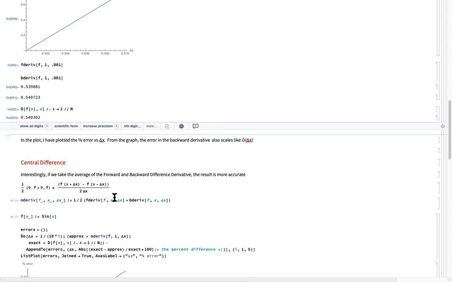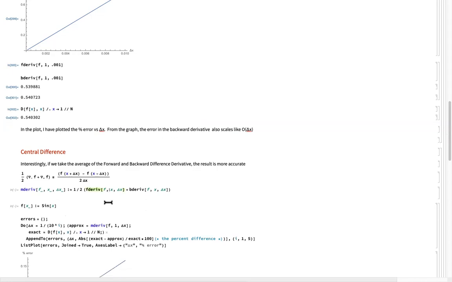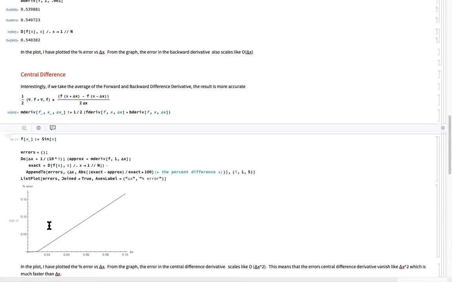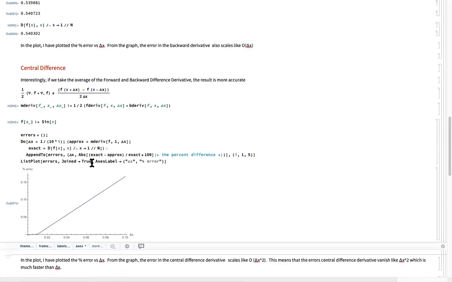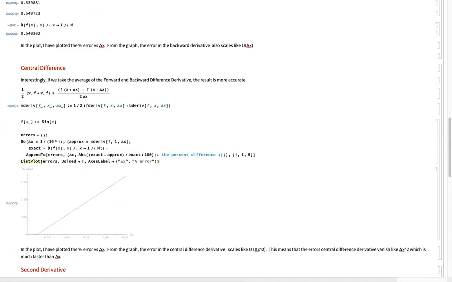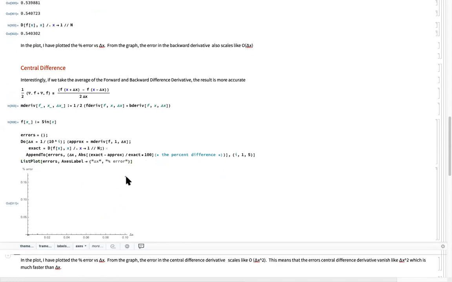Or since I had already defined these functions, I went ahead and just took the average. It works out the same. So if I go through, I can do the same thing and evaluate the same derivatives. And let me get rid of this joined because it maybe obscures things a little bit. I don't know. And you'll notice, look what happens.